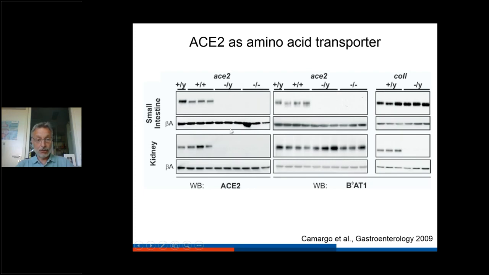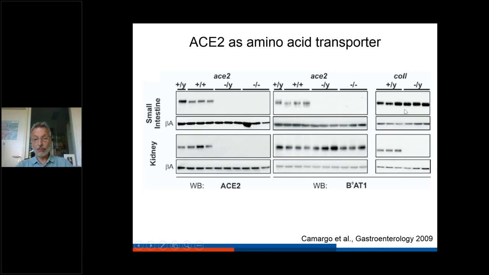In an ACE2 knockout, obviously there's no ACE2, neither in kidney nor in small intestine. That's what to expect. Here is B0AT1, and it looks like the knockout of ACE2. There's absolutely nothing there in the intestine of ACE2 knockouts. There's no B0AT1, but there are normal levels of the same molecule in the kidney in the ACE2 knockout. There, ACE2 is completely unnecessary.